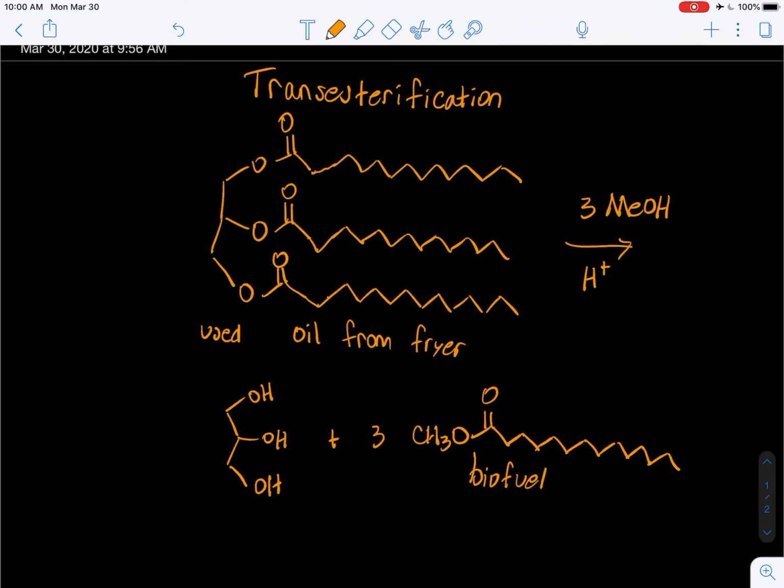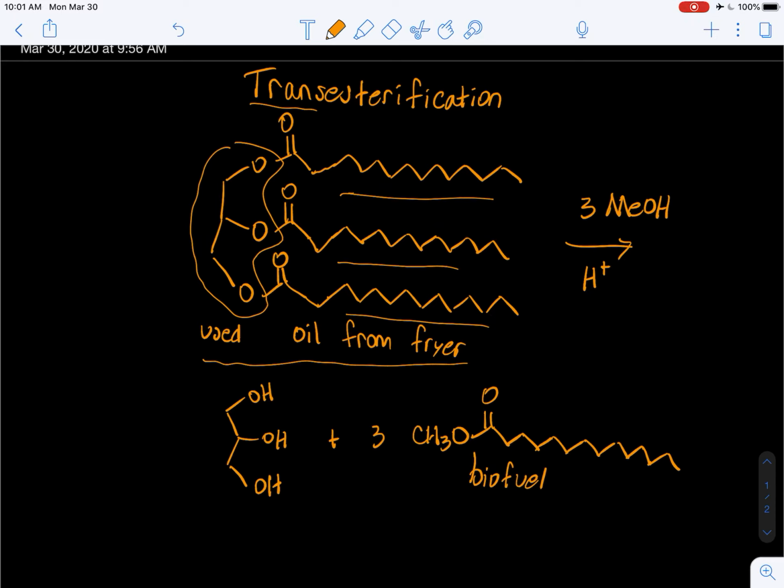In this video, I want to talk about transesterification and what its importance or utility is. So, used oil from fryers, used to make French fries or fried chicken or wonton or whatever, has this kind of structure. It's a triglyceride, and this is a component of animal fats or corn oil or things like that. And it's an ester, a triester created from glycerol and three fatty acids.